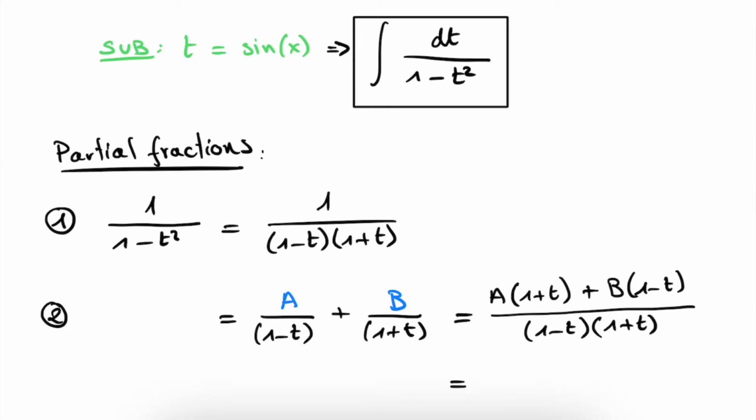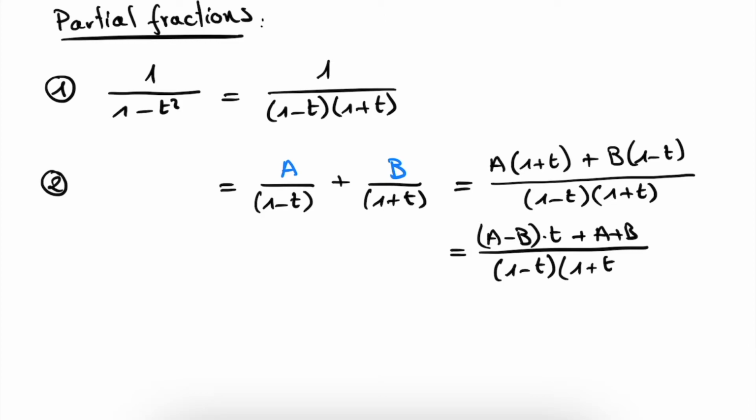And what we do now is to rewrite our numerator by grouping all the terms with a t and all the terms without a t. So for the terms with a t, we have A times t plus B times minus t, and so we get (A minus B) times t. And for all the terms without a t, we have A times 1 and B times 1, so this simply becomes plus A plus B. And of course, we still have the same denominator, 1 minus t and 1 plus t.